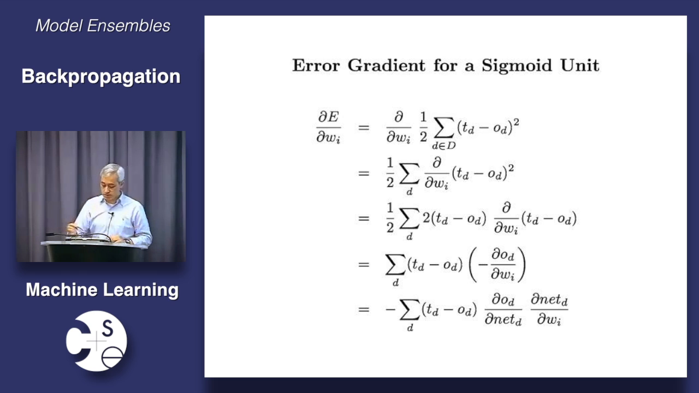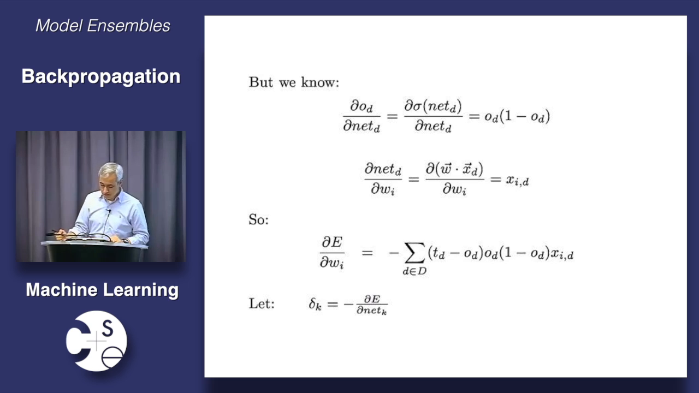And now we're almost done actually, because we know that the derivative of the output with respect to net is just the derivative of the sigmoid, which is O times 1 minus O. And the other one, of course, is just the derivative of the linear function, which is just x_id. So d is the data point and i is the feature. So now all we have is the product of these two things.